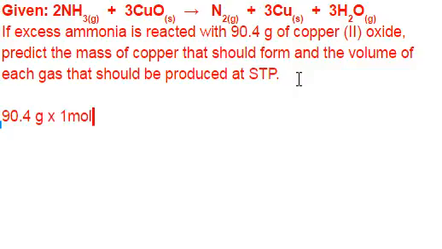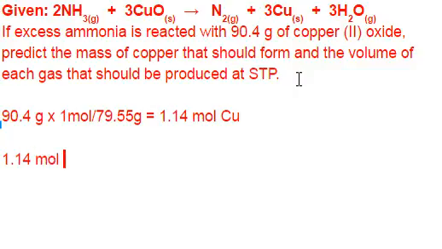So I've got 90.4 grams of copper oxide. When I divide by the molar mass, copper oxide is going to be the 63.55 plus the 16, so 79.55 grams. That's going to give me a molar amount of 1.14 moles, and I'm going to have to use that for all three problems here. So 1.14 moles of, I'm sorry, that's the copper oxide.